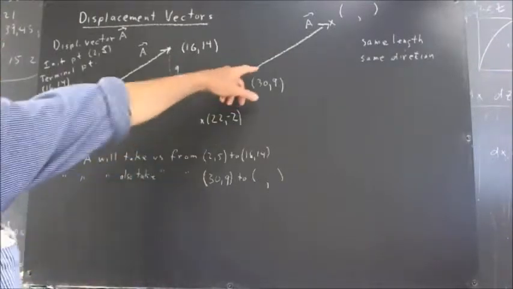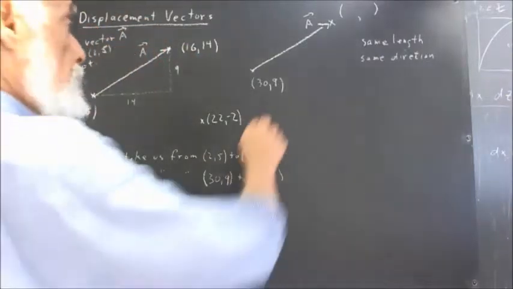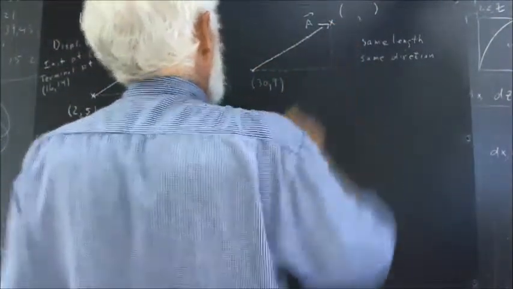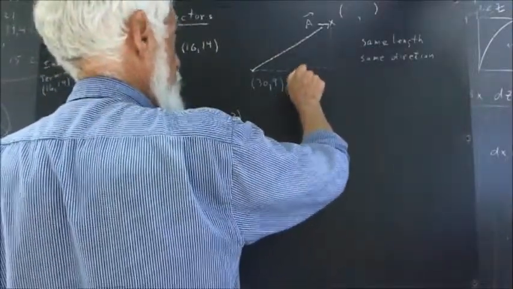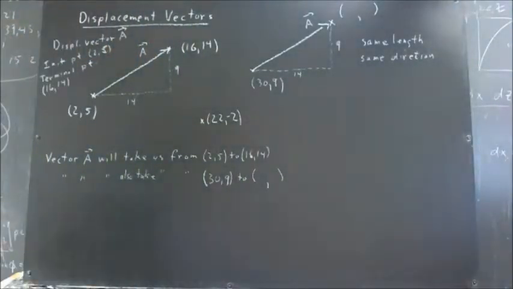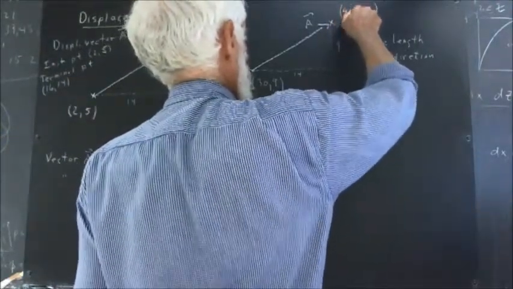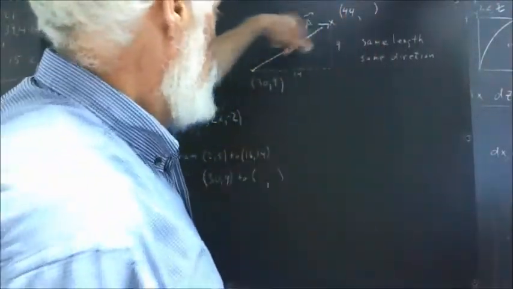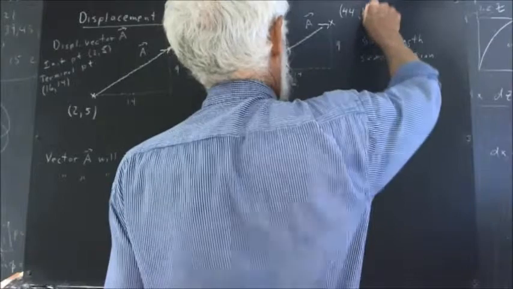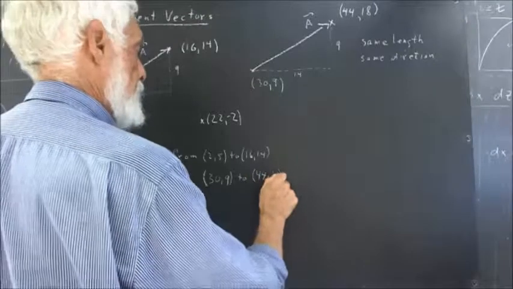Now, if this vector, this arrow, has the same direction and the same length as this one, it follows very clearly that we have the same run and the same rise. And if we run 14 units from here, we're going to end up at x coordinate 44. And if we rise 9 units above 9, we end up at y coordinate 18. So our answer to our question is we end up at (44, 18).